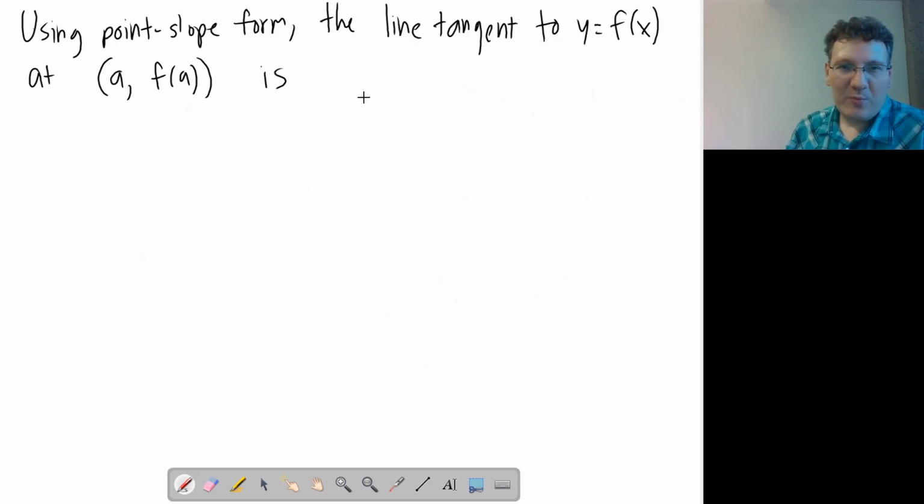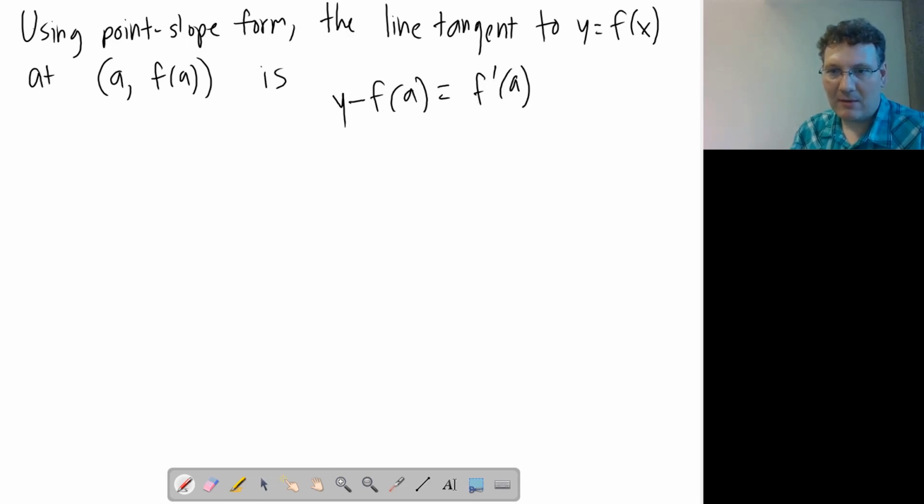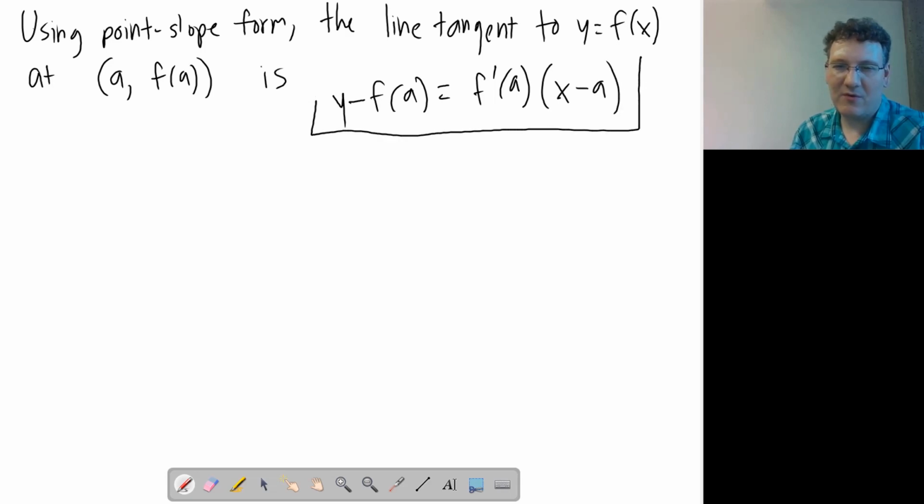So using the point-slope form of the tangent line equation, the line that's tangent to this curve y equals f of x, at this point where x is a and the y coordinate is f of a, can be written like this: y minus f of a equals f prime of a times x minus a. So here's a nice little general form of the tangent line equation, which can be handy. Let's take a look at an example using this.